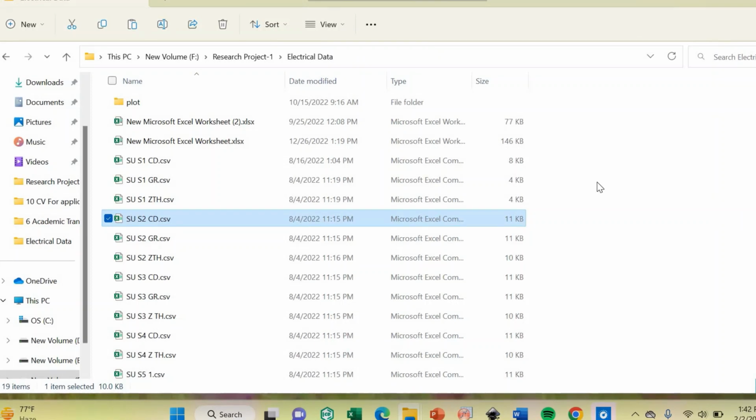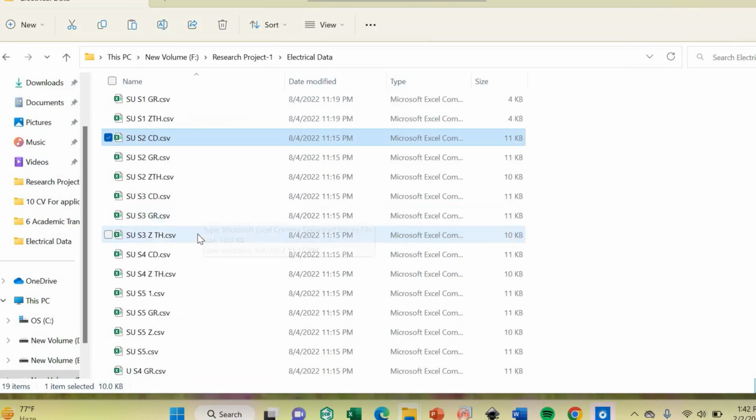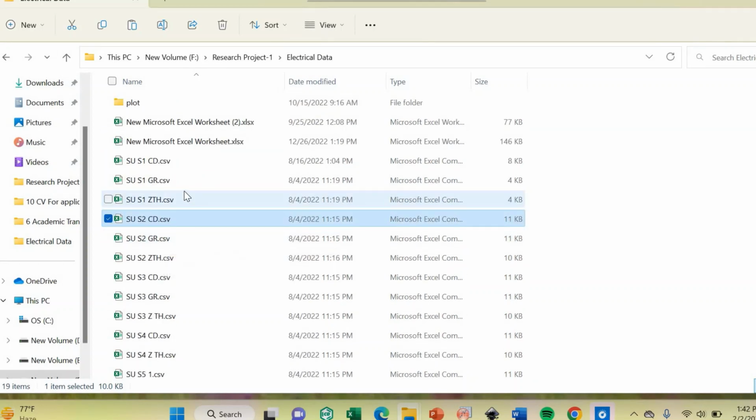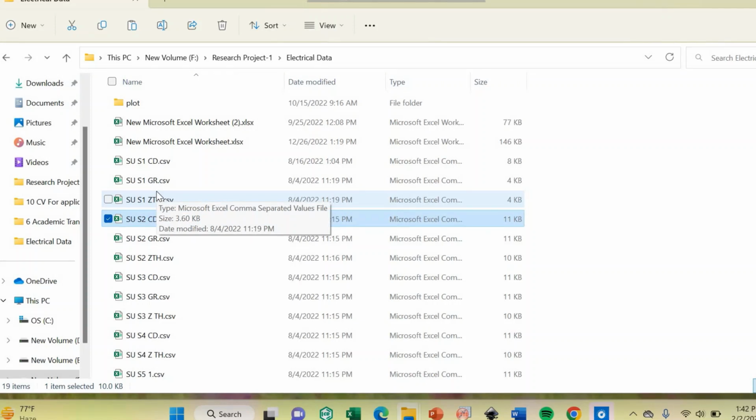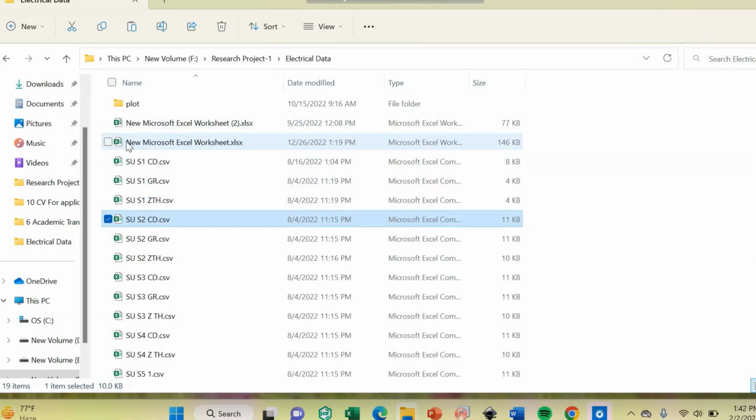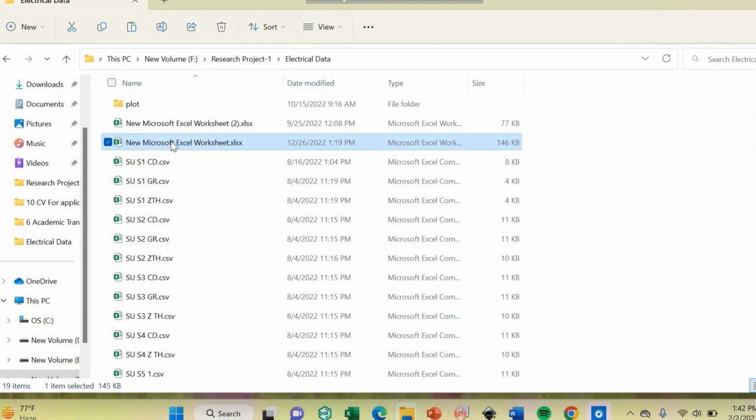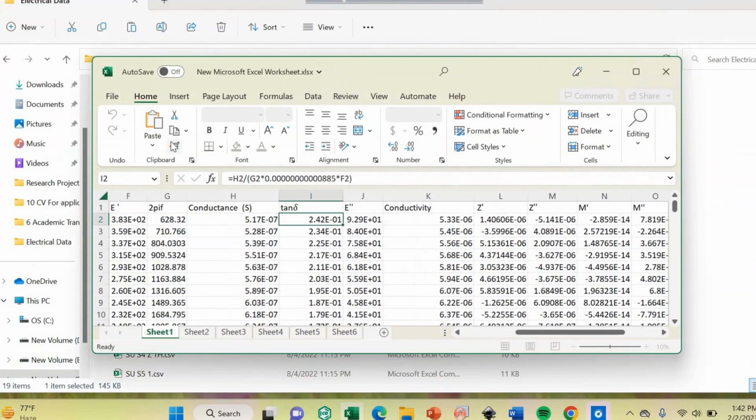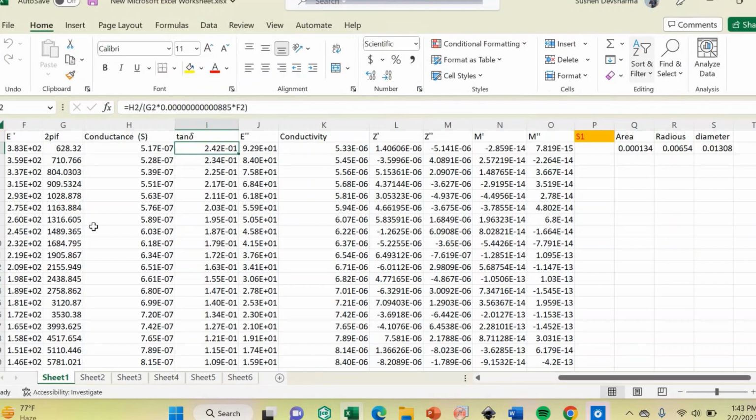Here you can see my electrical data. Now you can calculate various parameters from this electrical data, such as impedance, dielectric constant, and relative permittivity. So how can we calculate them from this data? For the sake of time, we also made this Excel file. After watching it, you can easily convert these parameters.